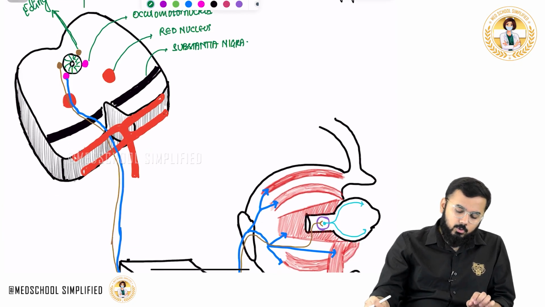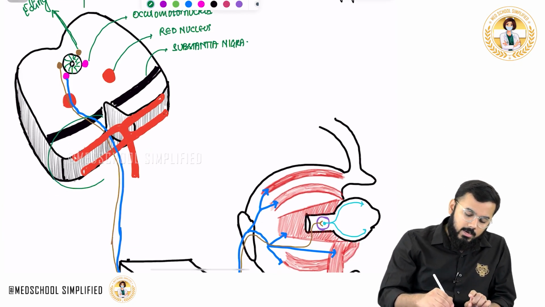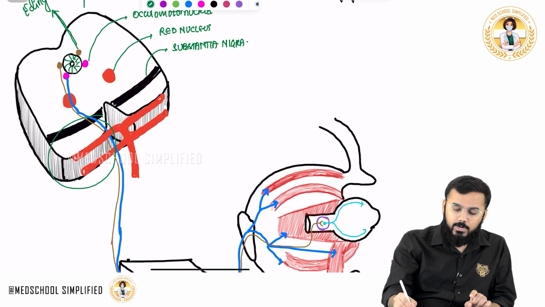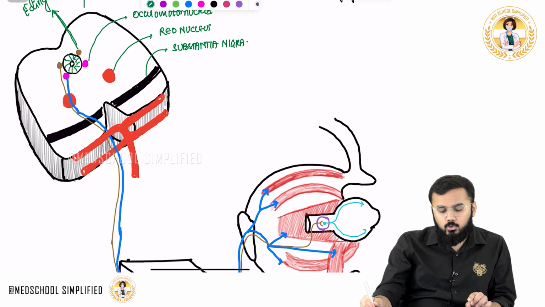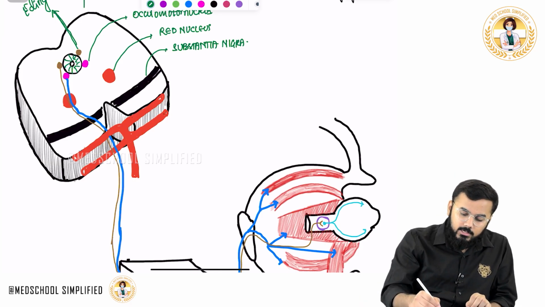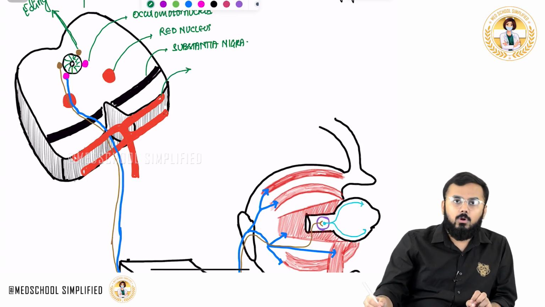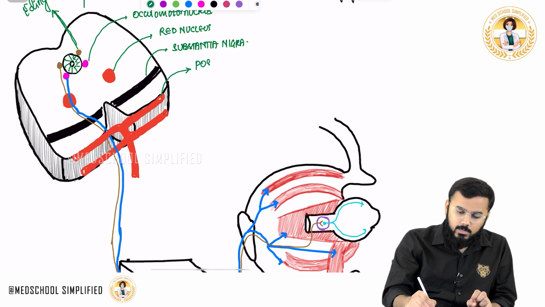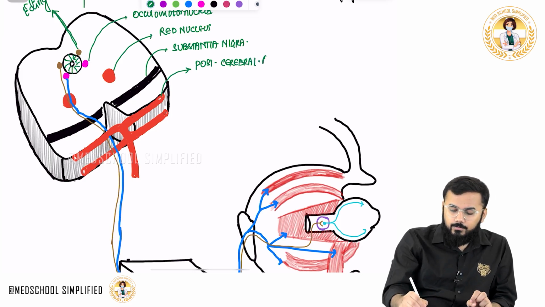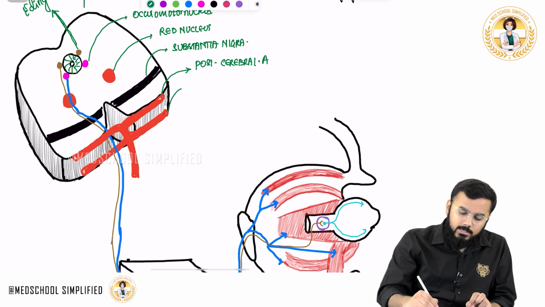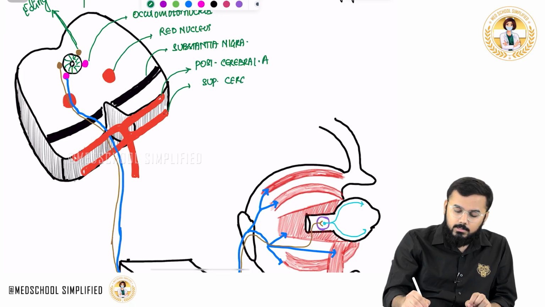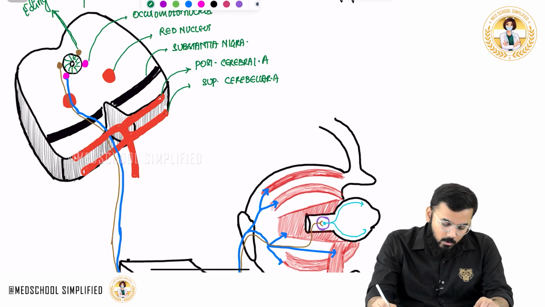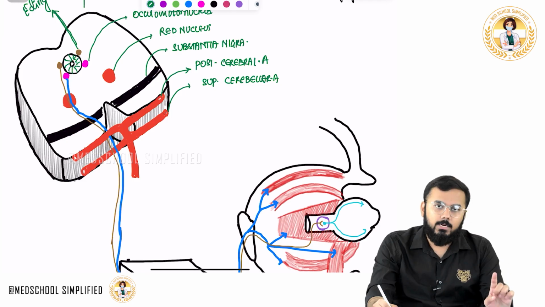Next, down here near the peduncles, this is one peduncle and this is another peduncle. Near these structures you can see 2 important arteries. This artery is the posterior cerebral artery. Next, this artery over here is the superior cerebellar artery.